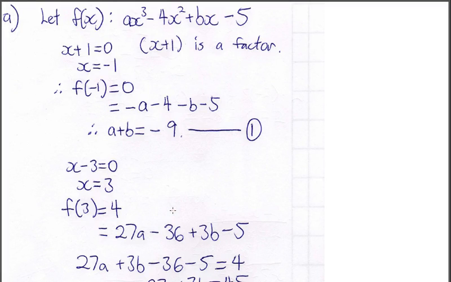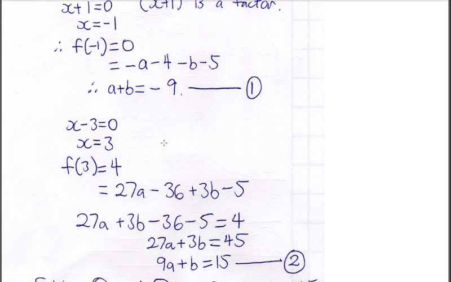Okay, in this question, we're required to solve this function ax cubed minus 4x squared plus bx minus 5. We know that x plus 1 is a factor, so we put x plus 1 equals 0 and find that x equals minus 1. By substituting minus 1 into the function, we obtain negative a, minus 4, negative b, and minus 5, which simplifies to a plus b equals 9. Sorry, a plus b equals negative 9. That will be our first equation.